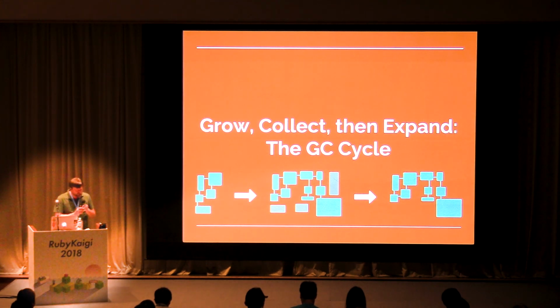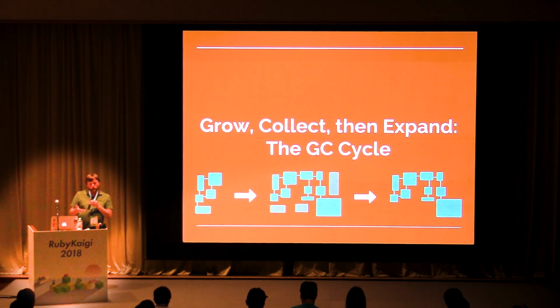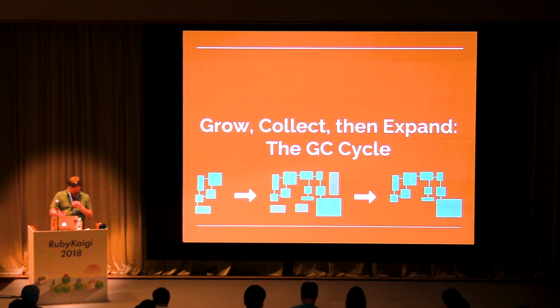All right, so when your app is starting up, it starts out with a small memory space. It starts out with the default number of slots. It starts out with the default everything. And it's going to continue to get bigger. I mean, if you've got something like a Rails app or a big batch job, it will get a lot bigger. How does that work? Well, it works through cycles. It works by the grow, collect, then expand cycle. And I'll talk about what I mean by that.